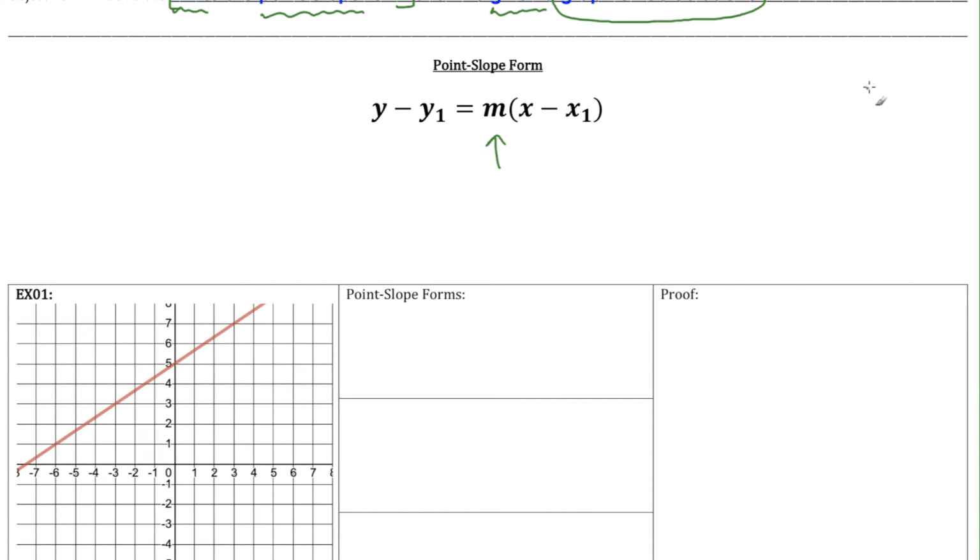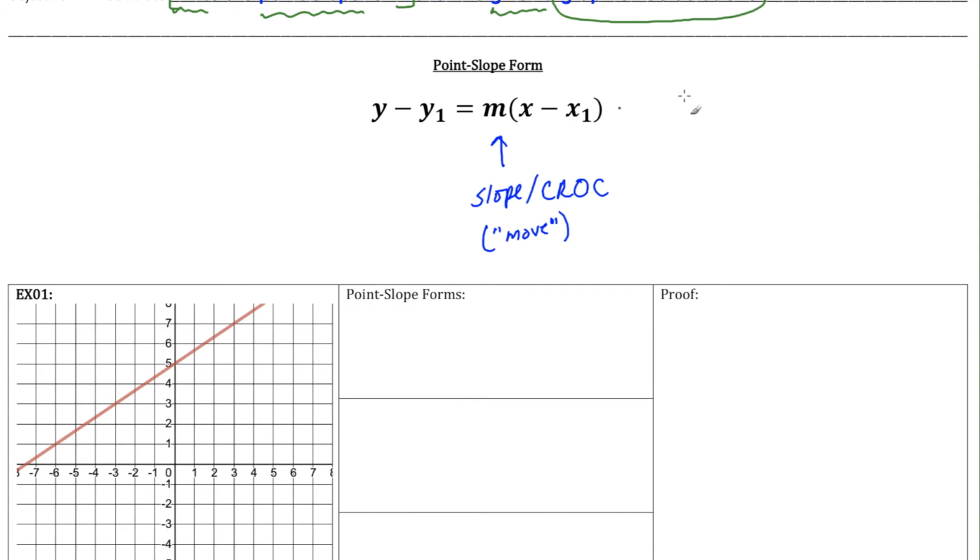Let's keep this consistent with the other video. So m will be the slope, also known as the constant rate of change. Remember, this will tell us how we move, or it's useful to think about it as how we move.